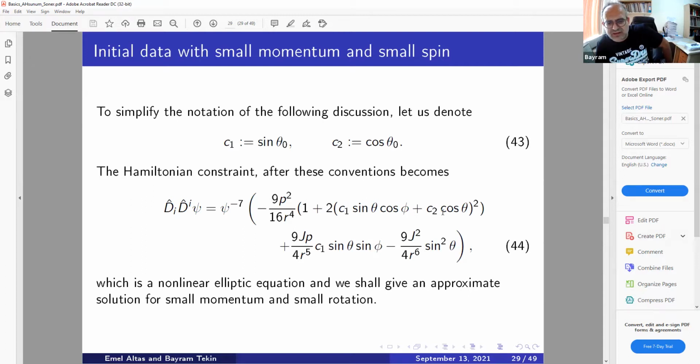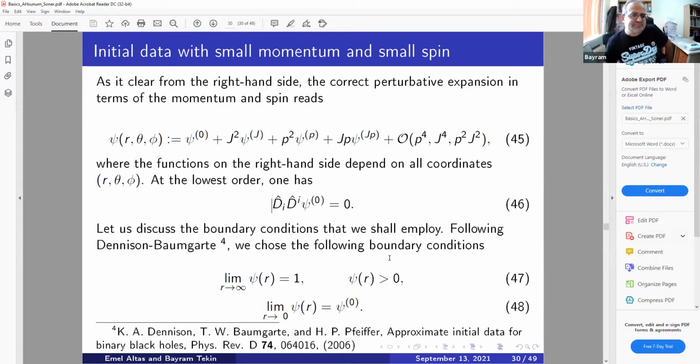So you have P squared here. You have JP here. You have J squared here. And these are assumed to be small. Small what? With respect to what? With respect to energy, okay? Small with respect to energy. Then, basically, you make an ansatz like this.